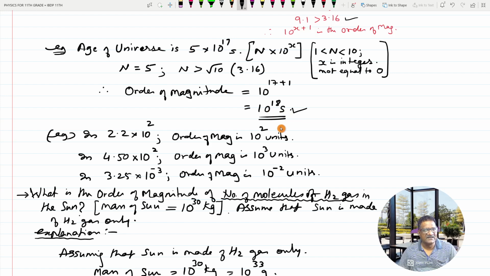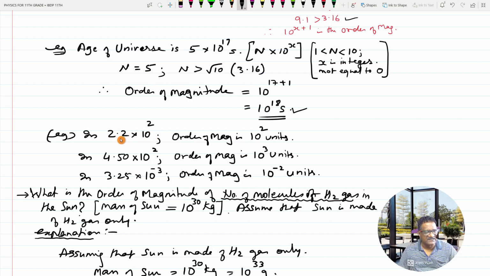Right. Next example is 2.2 into 10 raised to 2. What is the order of magnitude? The order of magnitude is 10 raised to 2 units. Now here 2.2 into 10 raised to 2, I have not mentioned anything in front of it. Okay, I have not mentioned whether it is kg, meter, whatever. So no units have been mentioned. So the order of the magnitude will be in whatever units this number is in.